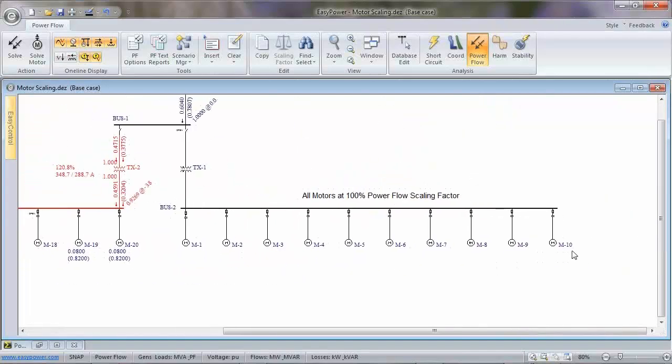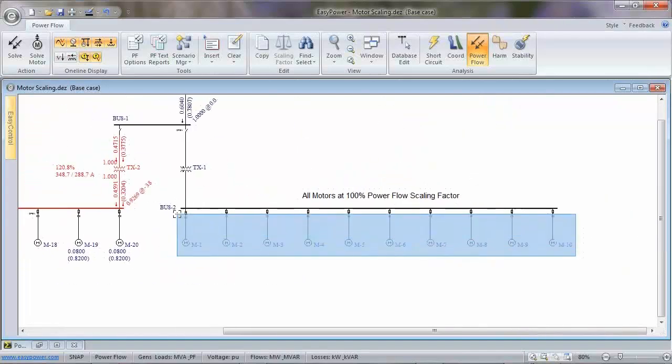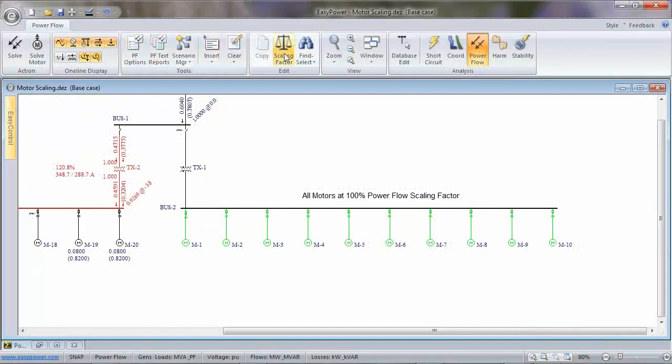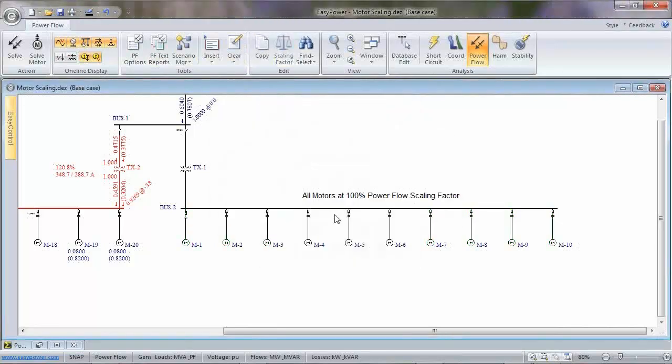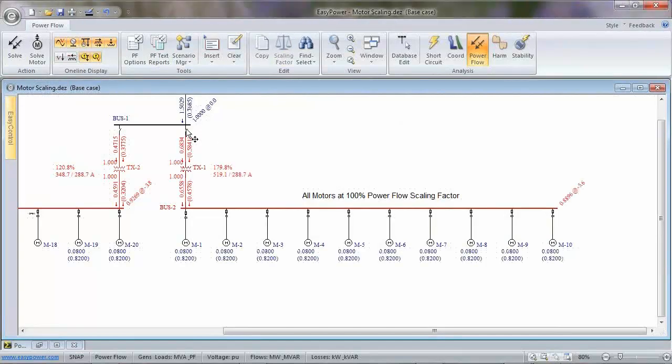And we could do the same thing over here. All you do is select the motors, go to scaling factor, say it's 40%, hit OK, hit yes, and solve. Well, it already did solve, but this is open. Close it, and you'll see we get the exact same answer that I had on the left prior to switching off a few of those motors.